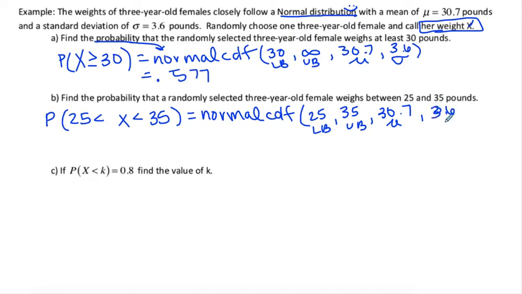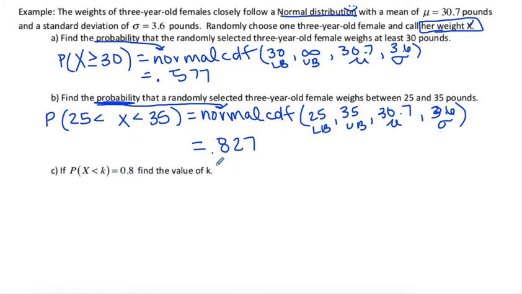All right. When I enter this into my calculator, I get 0.827. Again, it tells me find the probability, tells me to do normal CDF. So there is an 83% chance of me picking a randomly chosen 3-year-old and her weight being between 25 and 35 pounds. On part C, it says if the probability of the weight here is less than K is equal to 80%, find the value of K.